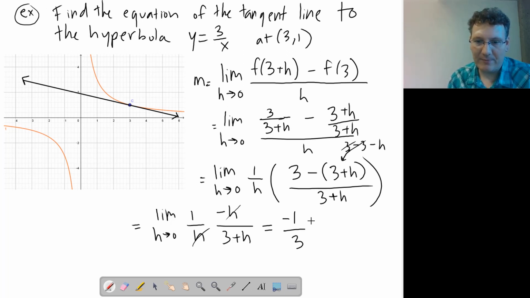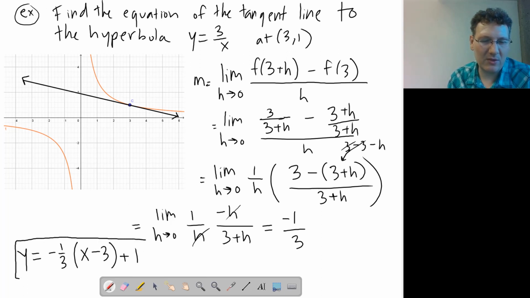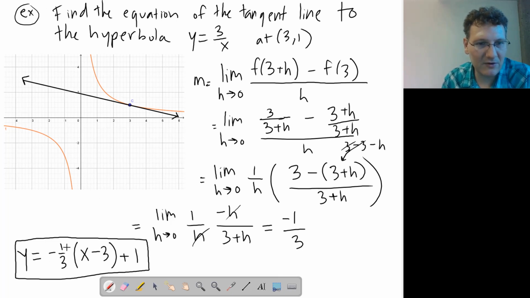And so this is my slope. And so the equation is going to be y equals negative 1/3 times x minus 3 plus 1. This is the general form. If you're going through the point (3, 1), this is the equation of that line. And to make sense of it a little bit, the slope being negative a third, that's certainly a negative slope. Negative a third, for every 1 unit across, it goes down by 3. Actually, it even looks like that. It appears that it's intersecting at 2 and roughly at 6. So that makes sense. It goes down by 1 for every 3 across.